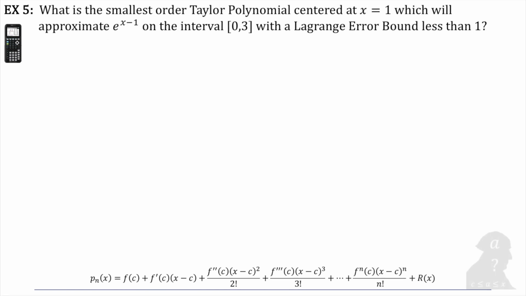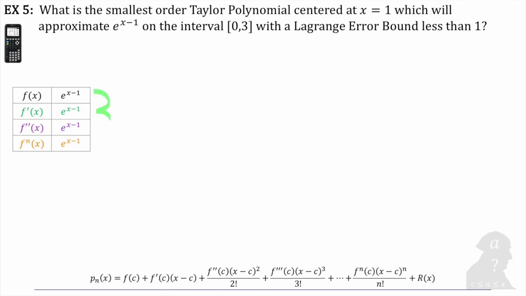Example 5. What is the smallest order Taylor polynomial centered at x equals 1, which will approximate e to the x minus 1 between 0 and 3 with an error less than 1? Let's start by working through our derivatives. So e to the x minus 1, it's just always going to have a derivative of e to the x minus 1. Now at 1, that's always going to be e to the 0 then, so that'll always be 1.